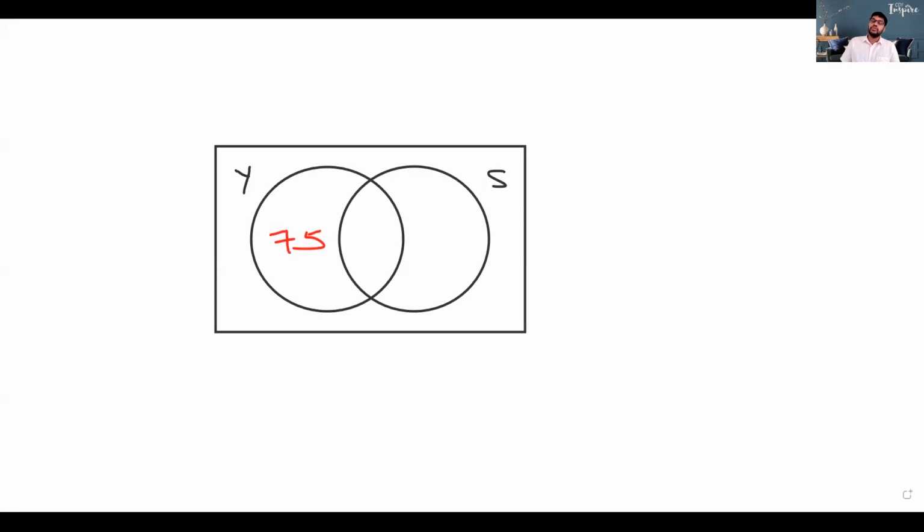Then it says the number of tourists who have been to both Yala and Sigiriya is 120. So you can fill 120 in the middle. And the number of tourists who have not been to either place is 36. So that has to be on the outside. So this is the answer to part A.